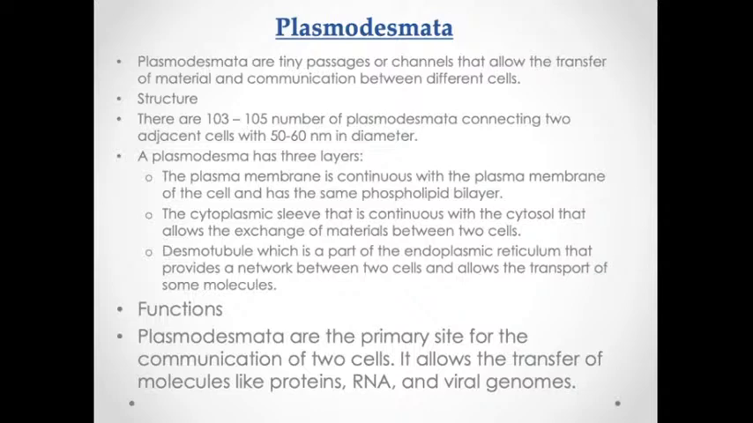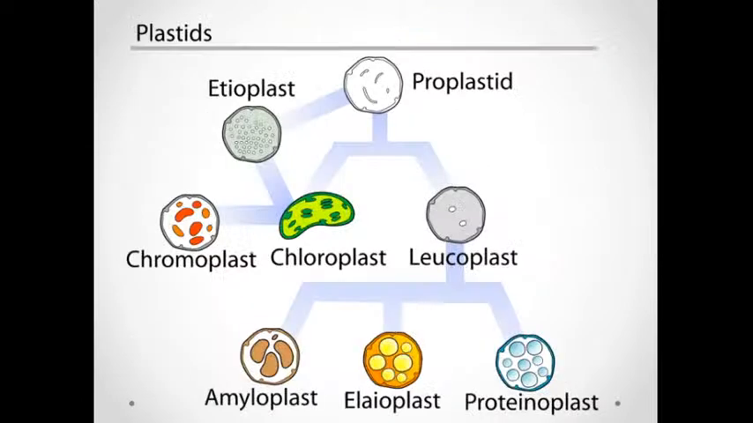It has a plasma membrane, continuous with the same phospholipid bilayer, and the cytoplasmic sleeve that is continuous with the cytosol, that allows exchange of materials between two cells, and desmotubule, which is a part of the endoplasmic reticulum that provides a network between two cells and allows the transport of some molecules. So plasmodesmata are the primary site for the communication of two cells. It allows the transfer of molecules like proteins, RNA, and viral genomes.